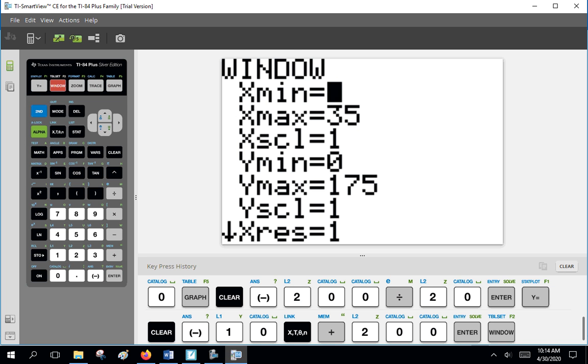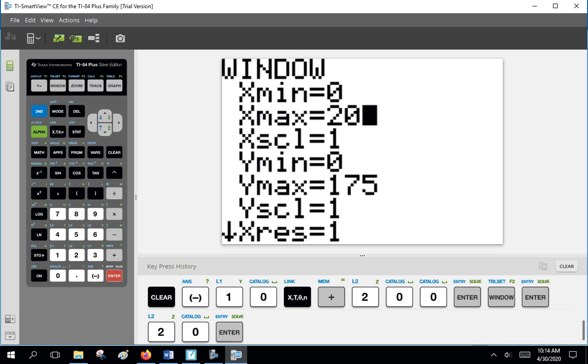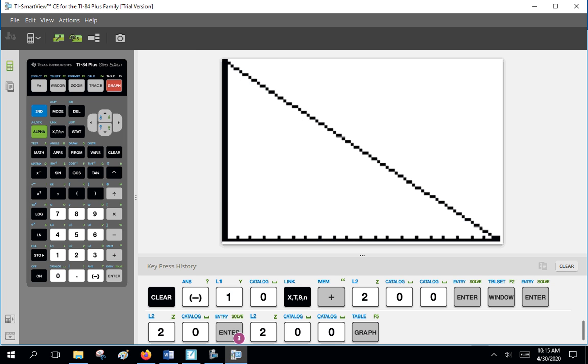Window 0 to 20 for x, 0 to 200 for y. Now, usually the biggest problem here is you mix up your maximum and minimum. If you tell the computer to go x minimum 20 and x maximum 0, it will go, what the fudge are you talking about? Because it's dumber than a second coat of paint. You have to be very specific with it. Now, there's my graph.